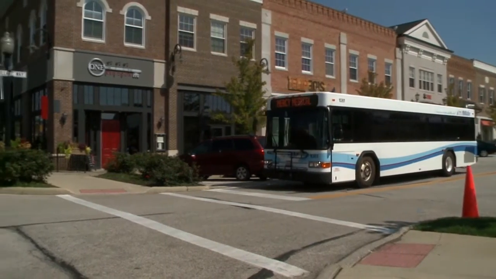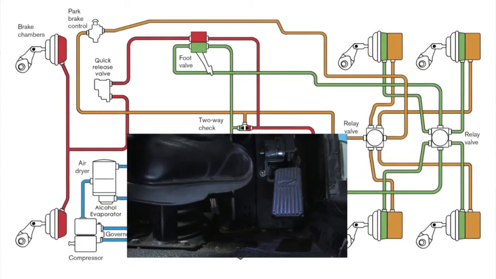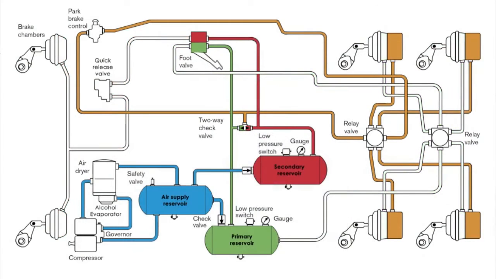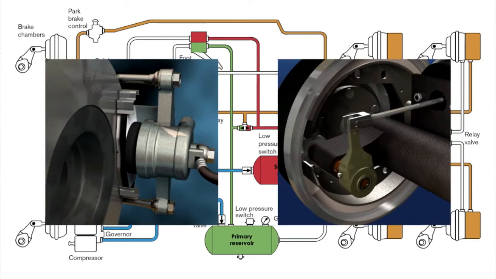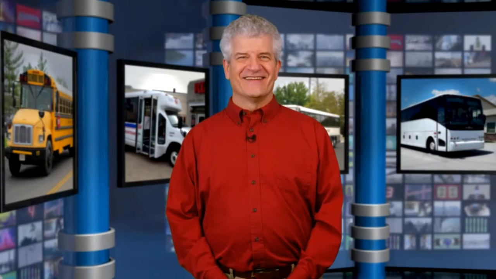Okay, if all goes well, you come to a stop. When the driver lets up on the pedal, or treadle if you prefer, air is released from the system through several valves to quickly allow the brake pads and brake shoes to retract and allow the wheels to spin freely again. And that's how air brakes work.